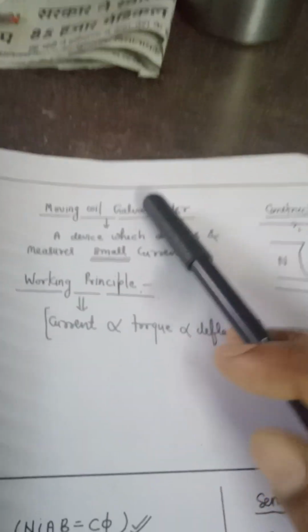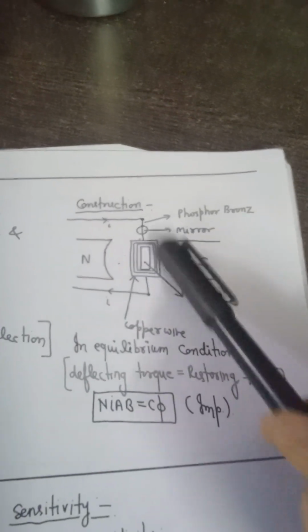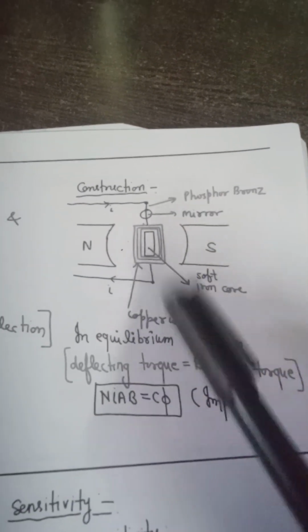Okay. Now I am telling you about the moving coil galvanometer. So this is its structure. This is N and S. So this is a coil. So it is a phosphor bronze strip and mirror. This is a copper wire.